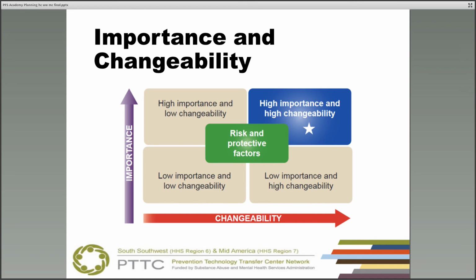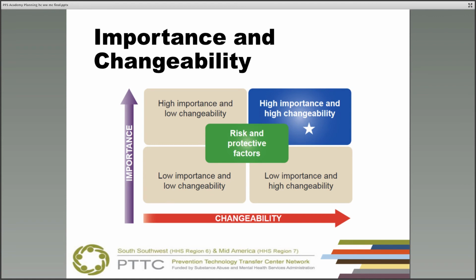When you see risk factors that are of high importance, but you don't have a great deal of confidence that you can make immediate types of changes, that can be a little bit more frustrating. But the quadrant we want to be in is when we're targeting risk and protective factors that are both high importance and high changeability. So I want to talk a little bit about what importance means and then what changeability means, so you can pay attention to some of these.